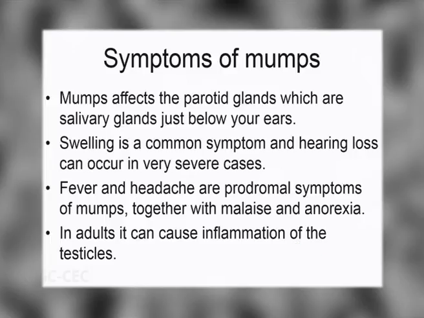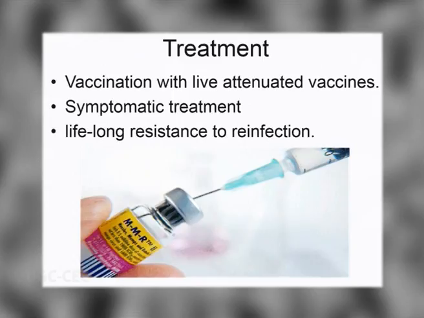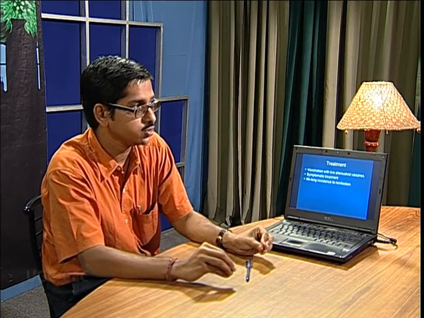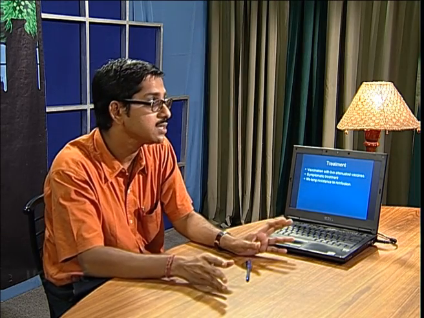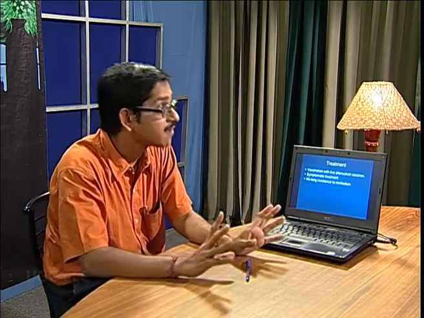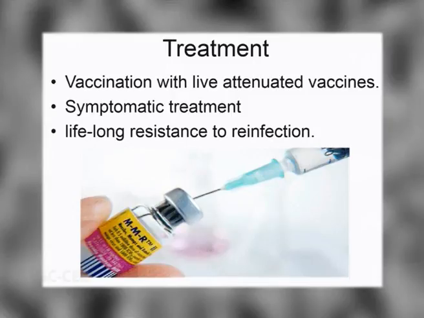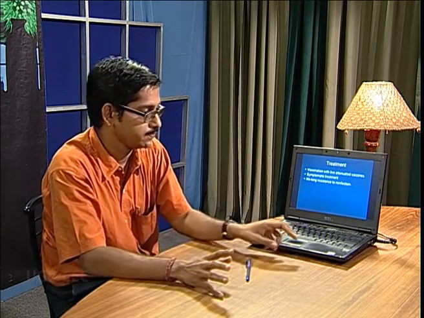Now, how can we prevent or treat this disease? The best way is to take the MMR vaccine shot, and these are live attenuated viruses which are put into you so that your body is prepared to fight these diseases. Then you can go for symptomatic treatment of the disease, and we should know one very important thing: usually if we have this infection, we will not get reinfected because there's a lifelong resistance to it.